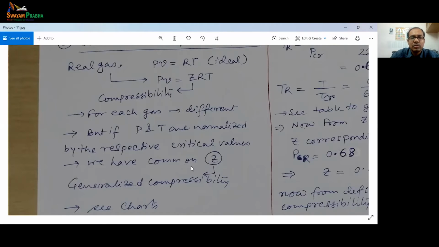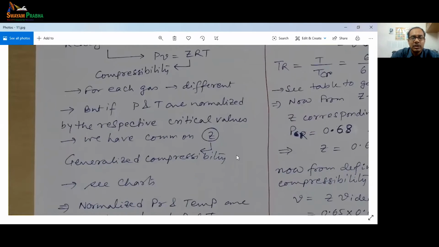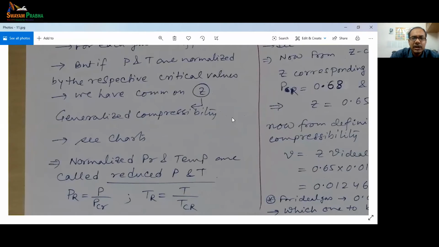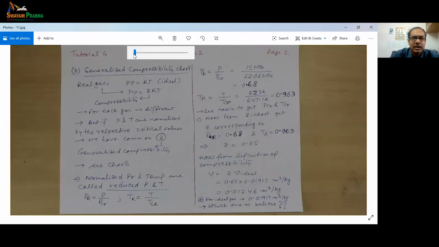That is called the generalized compressibility. That means we will have a single Z chart, the generalized compressibility chart, which can be used for any gas if we use the normalized pressure and temperature. So let's first see how these charts look, at least have some idea, before using it.